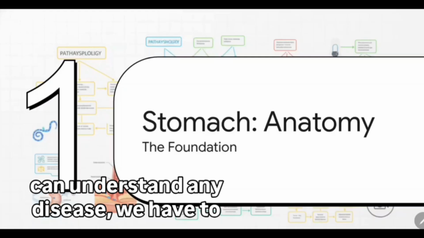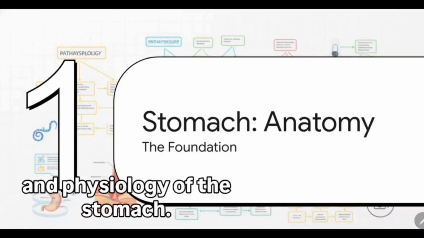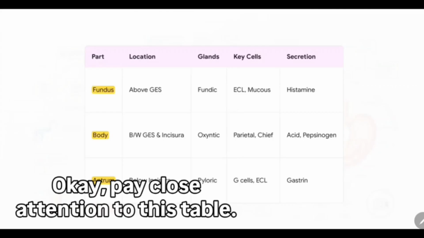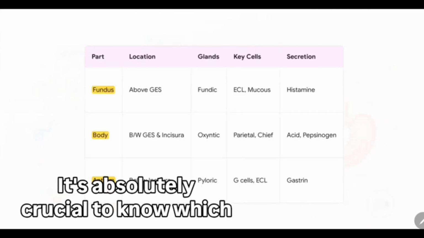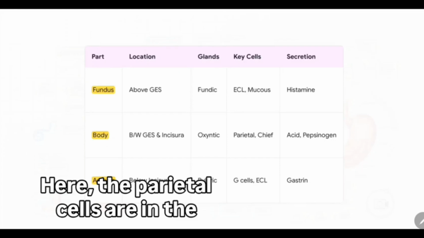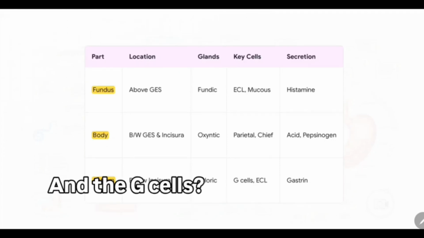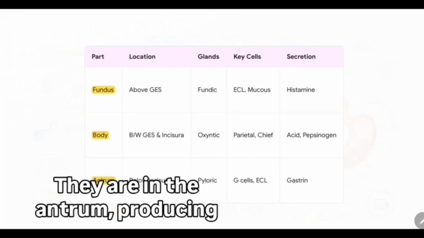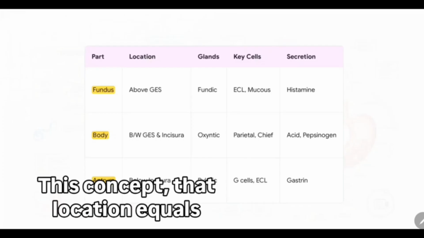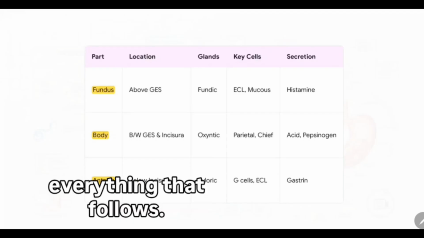All right, first things first. Before we can understand any disease, we have to master the normal. So let's start with the normal anatomy and physiology of the stomach. Okay, pay close attention to this table. It's absolutely crucial to know which cells are where. For example, look here. The parietal cells are in the body, and what do they produce? Acid and intrinsic factor. And the G cells? They are in the antrum, producing gastrin. This concept, that location equals function, is the key to understanding everything that follows.